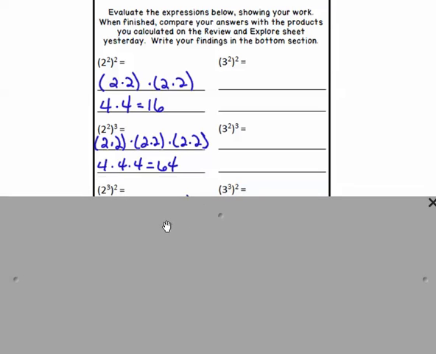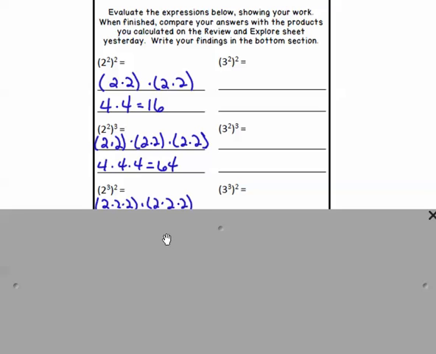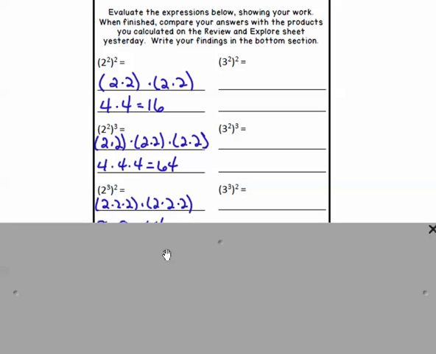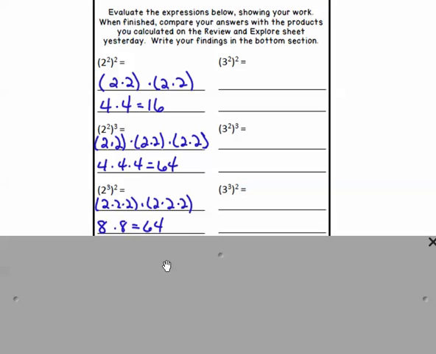2 to the third power times itself, or 2 to the third power squared, means we're going to take 2 times 2 times 2 and multiply it by 2 times 2 times 2. Well, that's the same as 8 times 8, or 64. Wait a minute. Isn't that what we just got when we multiplied 2 to the second to the third power?